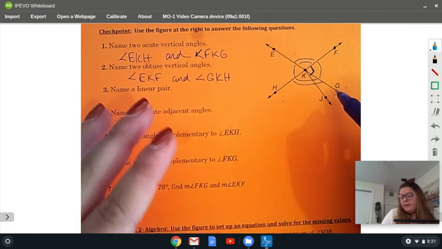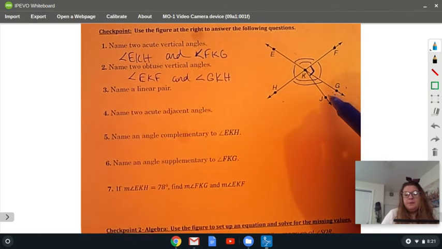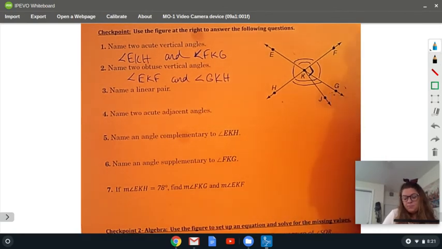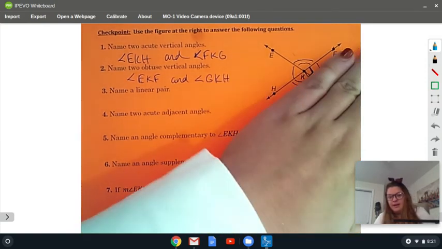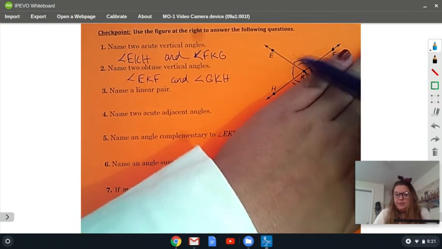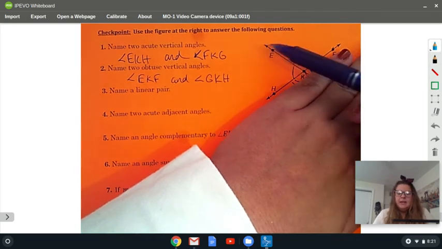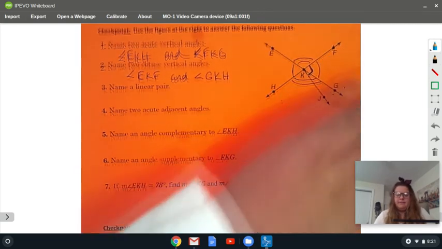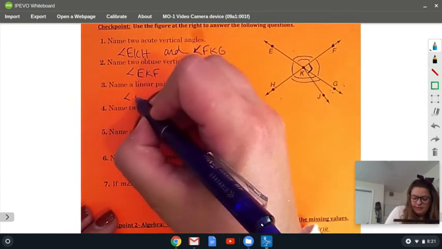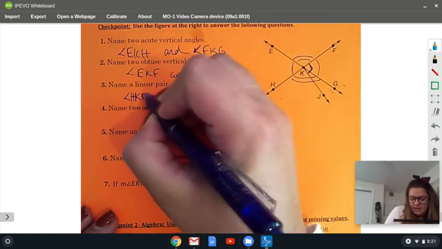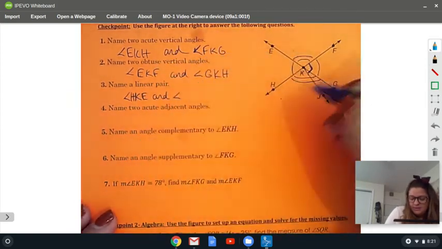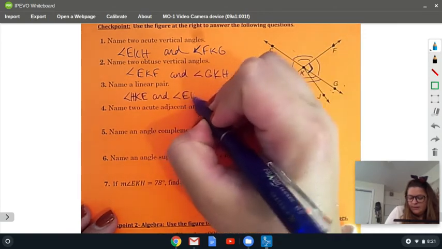Name a linear pair. Now, there are a lot of linear pairs in this picture. I'm just going to name one. You really just need to find any straight line and name the two angles on that line. So I'm just looking at this one. I got angle HKE and angle EKF.